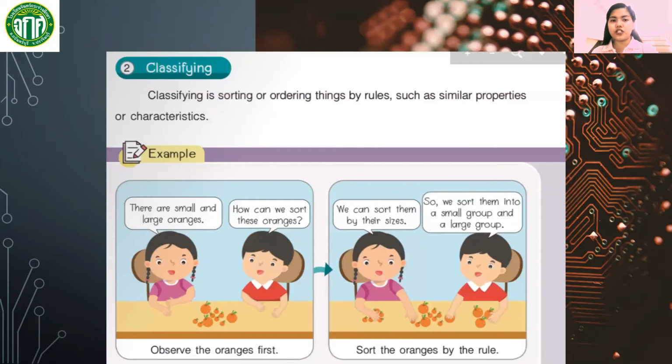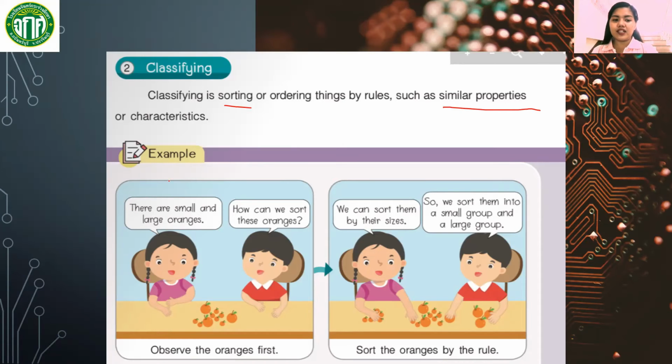Okay, so that is observing. Now let's move on to classifying. Classifying is sorting or ordering things by rules such as similar properties or characteristics. Here, we are going to divide these things into similar properties. Let's say, for example, the big goes here and the smaller ones go here. So you have to divide them according to their similar properties.